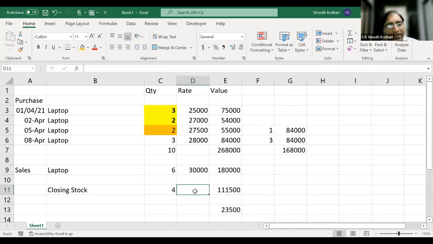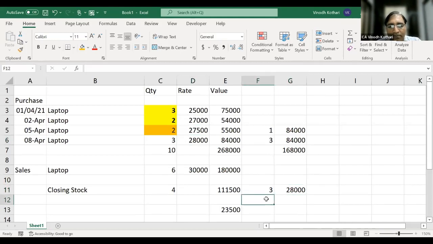What you need to keep in mind is how my closing stock is calculated, and whether it is calculated correctly or not. If you want to do random sampling, say you have a closing stock value and want to check whether it is correct, there is a very simple method. What is the number of closing stock? Go to your last purchase price. My closing stock is 4. My last purchase is on 8th April. What is my price? 28,000. How many laptops? 3. So I will calculate these 3 laptops at the rate of 28,000. Then, because only 3 are in the last purchase and 1 is short, what is my previous purchase?